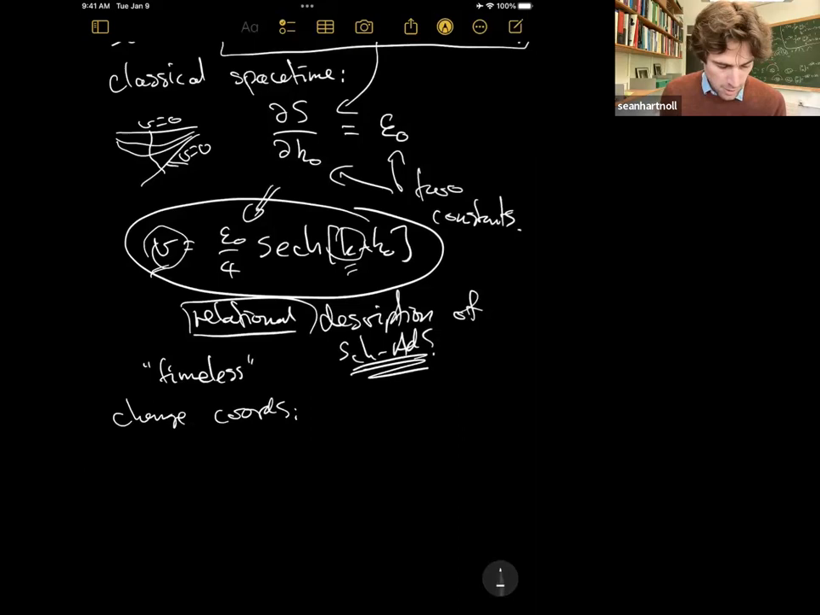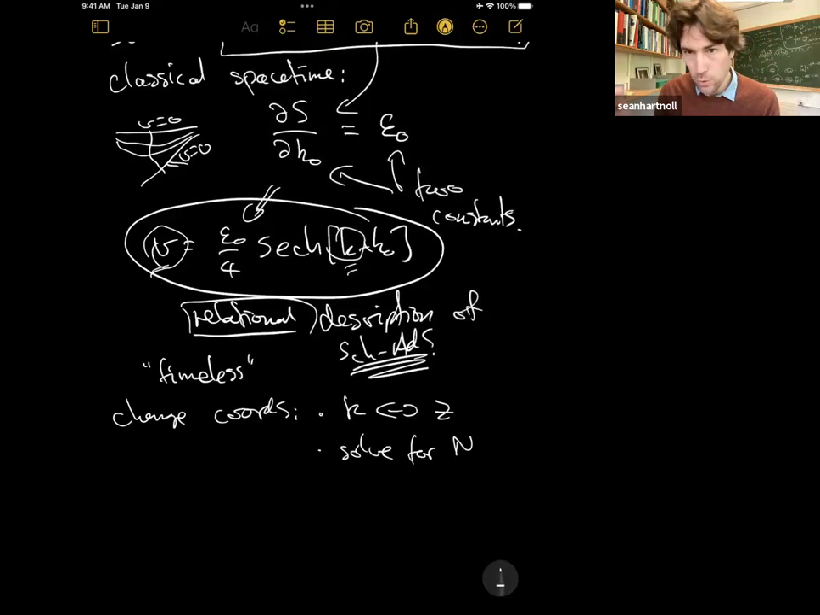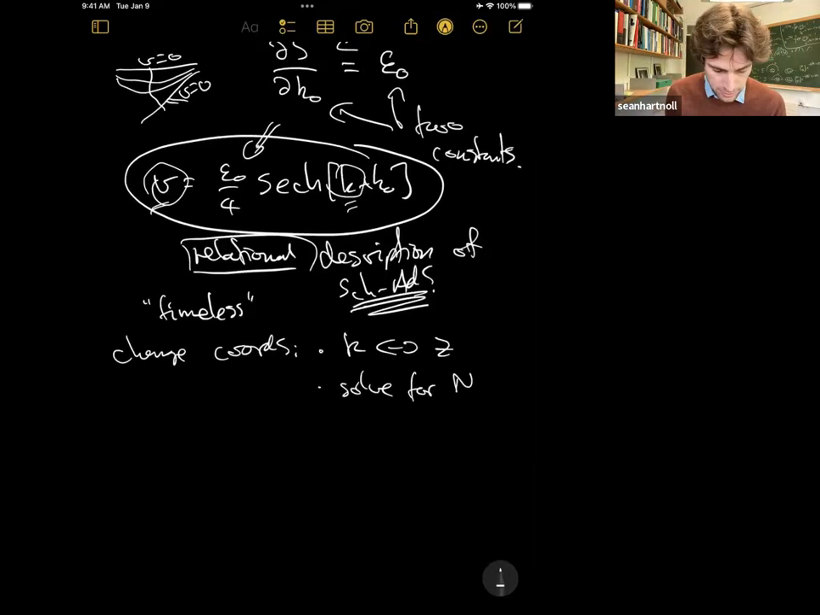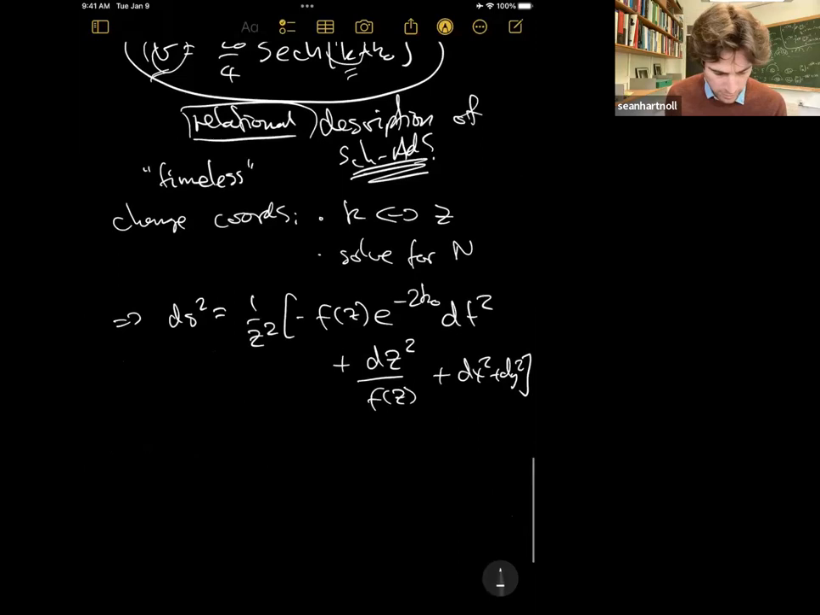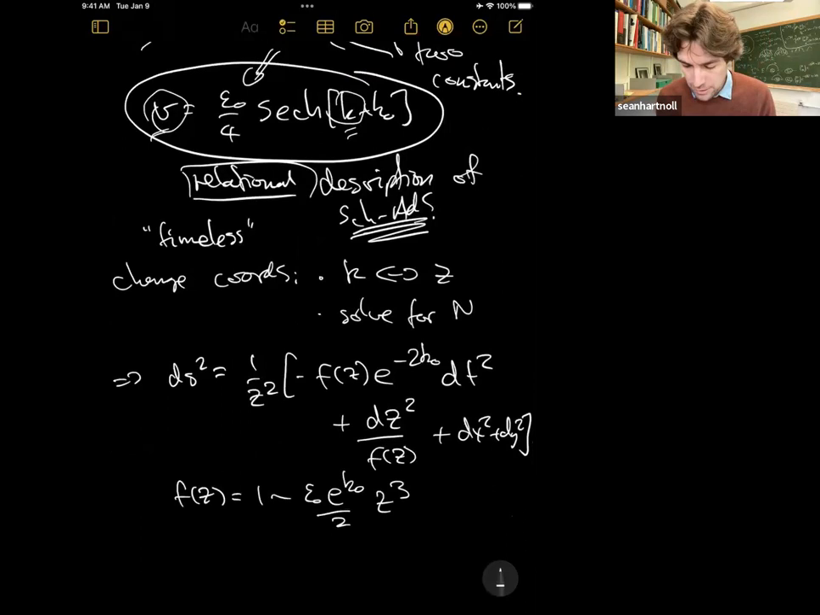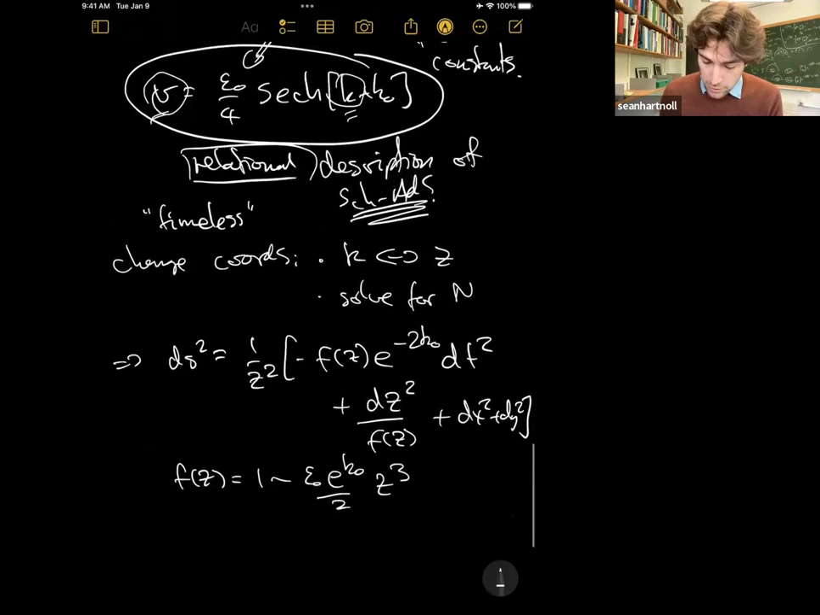I don't know if it's very useful to write this down explicitly, but you write K in terms of some other function Z. It's just a change of variables. I won't write it down. It's very simple. And then you also should solve for N. N has an equation of motion that you can get from the Lagrangian. And you'll find ds squared is 1 over z squared times minus f of z e to the minus 2k0 dt squared plus dz squared over f of z plus dx squared plus dy squared, where f of z is 1 minus epsilon 0 e to the k0 over 2 z cubed. So f is negative in the interior, so there's an extra minus sign. So this is planar Schwarzschild ADS.